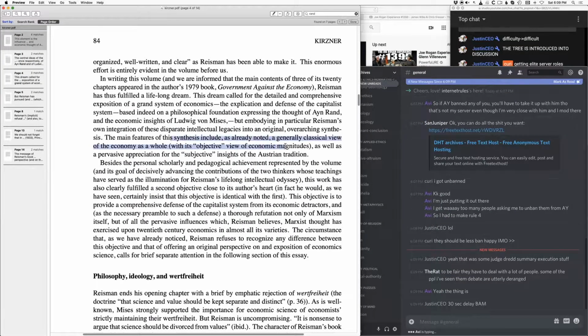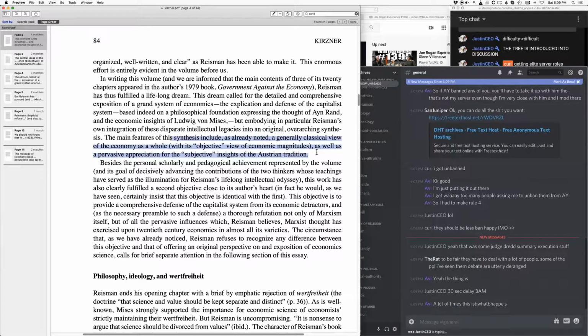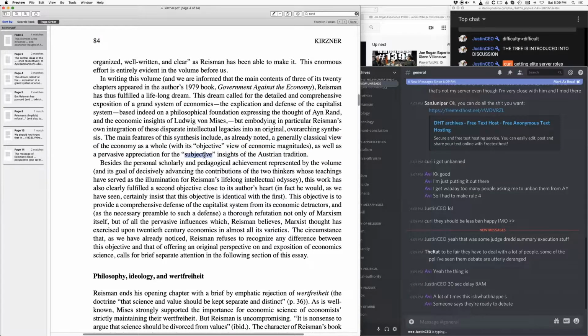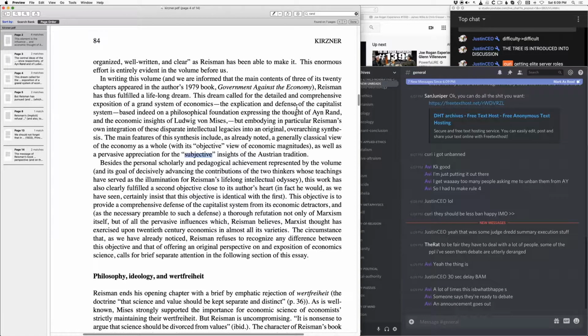Okay, now this synthesis is interesting between classical and Austrian. I don't know as much about that one. But Objectivism's objective and Austrian's subjective do not contradict each other. I can say that much. But I don't know about the subjective versus objective of classical econ versus Austrian.